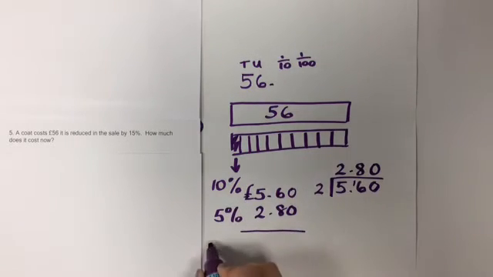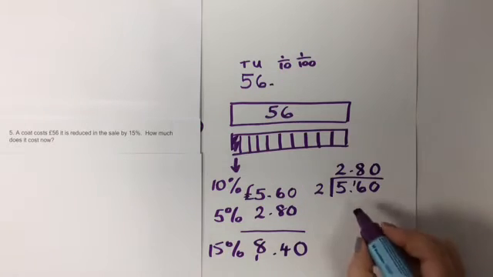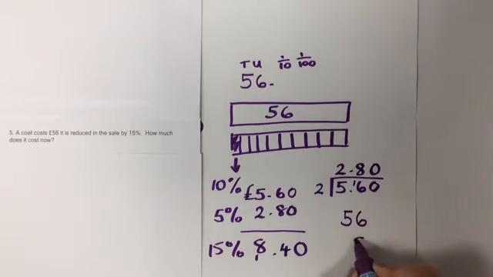So 15% will be 8 plus 6 is 14, carry 1 over, 5, 6, 7, and the 1 is 8. £8.40 is my 15% off. But how much did I actually pay for my coat? So I then have to take my 56 and take my £8.40 away.